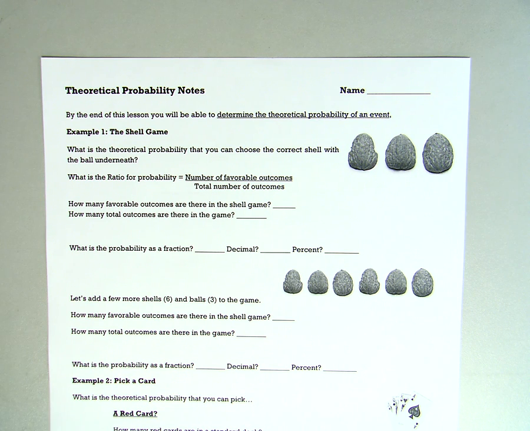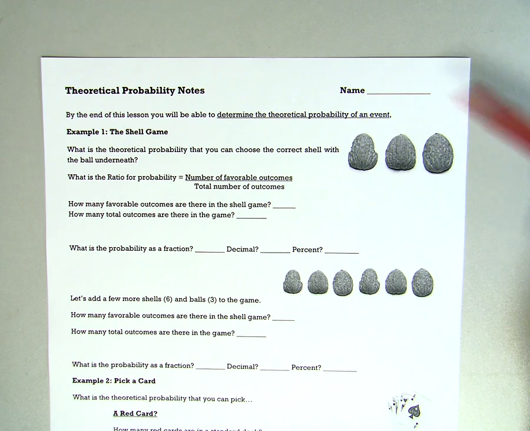Today's lesson is on theoretical probability, and by the end of the lesson you're going to be able to determine the theoretical probability of an event. Theoretical probability is the possible outcome that's going to occur. There's no experimenting going on. You're just thinking about your total number of options versus what you want to occur, and what you want to occur has to do with our favorable outcome.